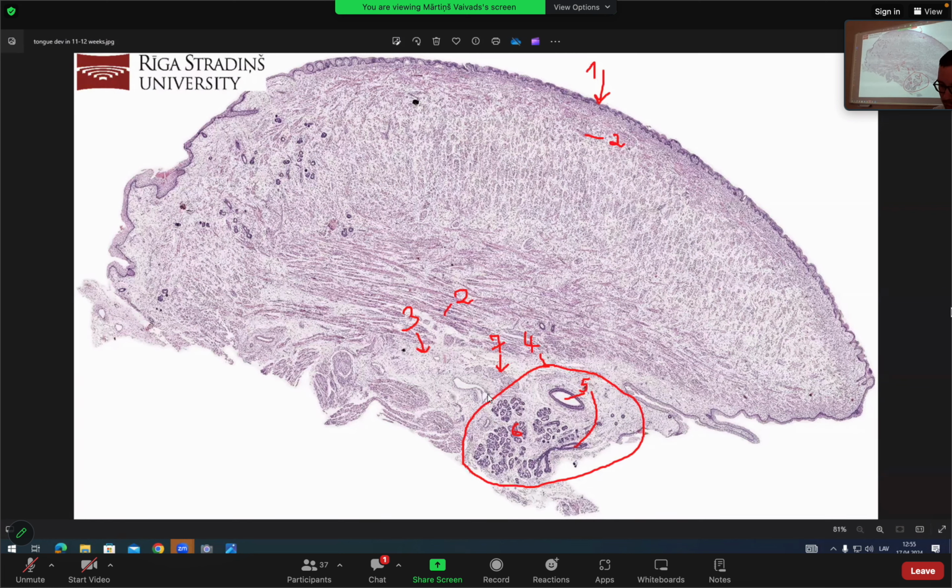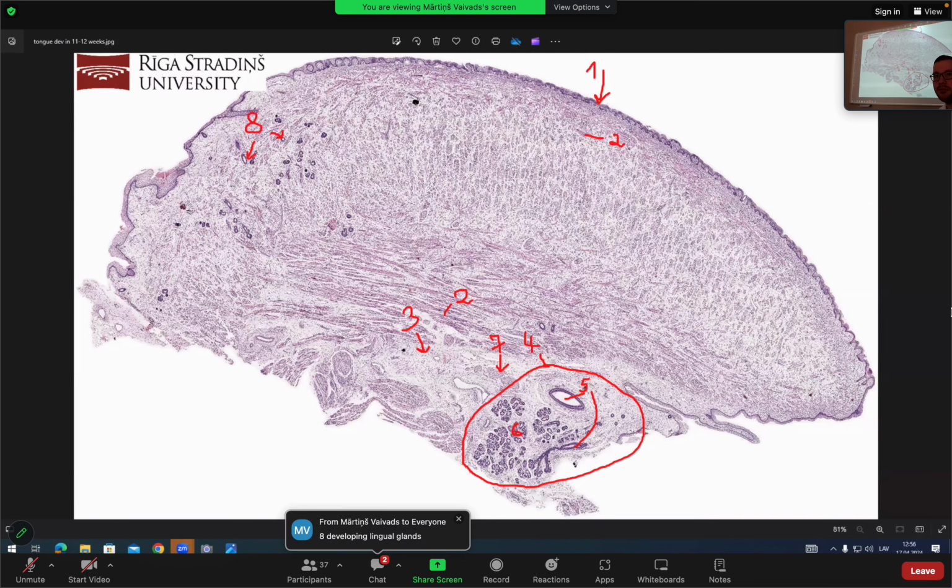And then a very important detail. In a tongue that is 11, 12 weeks old, you might spot small glandular tissue. You see very small glands at the base of the tongue, closer to the root. And these glands, with number 8, we call them developing minor salivary glands or developing lingual glands. So I will write developing lingual glands for short.